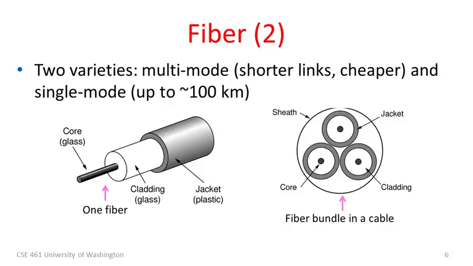Just like the wires, there's a lot of construction here. This portion in the middle, this is actually the fiber. The rest is just all the padding and packaging that goes with it, the cladding and the jacket. And then over here, there is a bundle with 3 different fibers in that one cable.